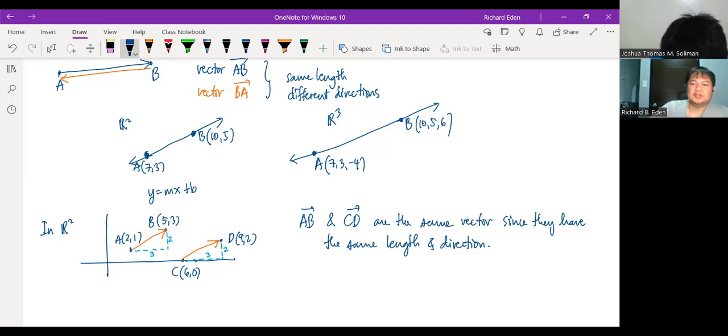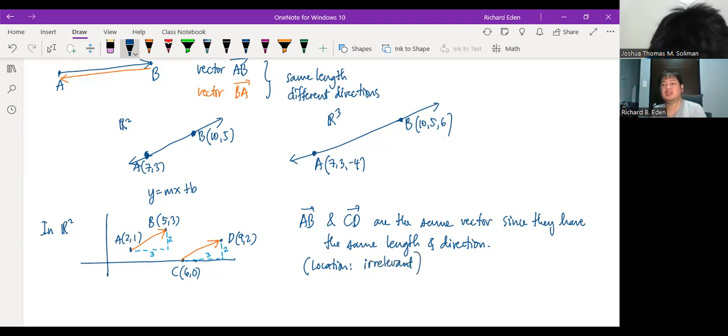All right. So they have the same length and they have the same direction. So the thing is, as far as vectors are concerned, the location is irrelevant. The location is irrelevant. So in other words, you can translate a vector and it doesn't change the fact that it is essentially still the same vector.